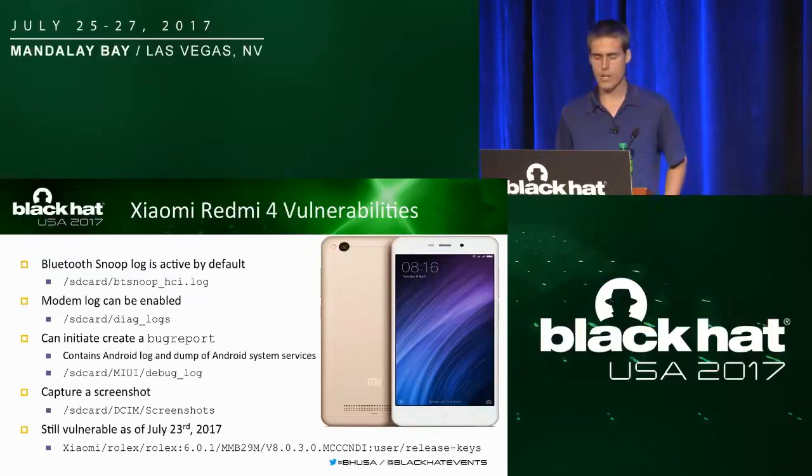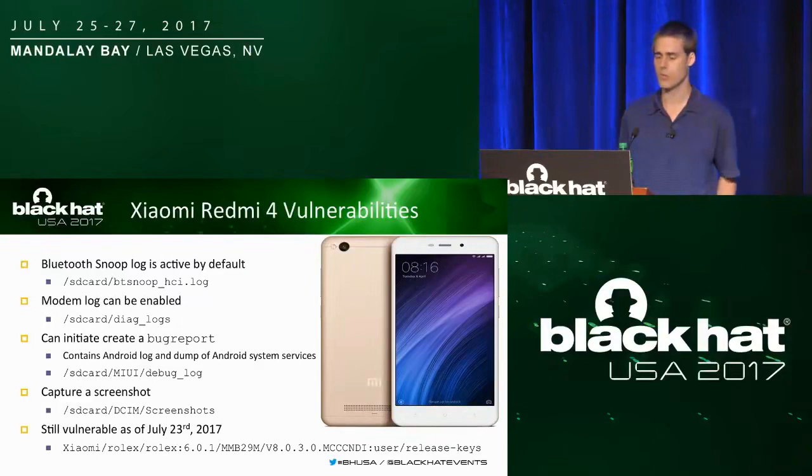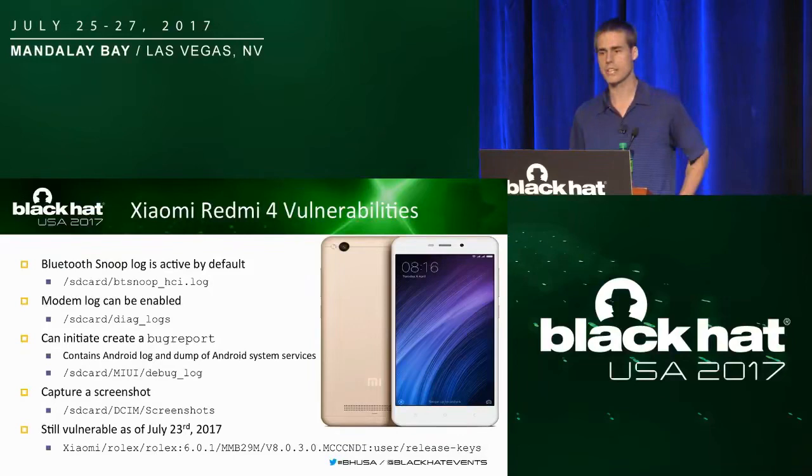Now I'm going to talk about the Xiaomi Redmi 4 device. We looked at this device and noticed that there were some vulnerabilities. There's the Bluetooth snoop log, which on this device is active by default, which I've never seen on any other device. Usually to get the snoop log, you need to go into the settings application, enable developer options, and then specifically enable this capability. Here it's just on and writing to the SD card, essentially a capture of the Bluetooth interface. You can obtain or turn on the modem log, which is written to the SD card, so you can get the text messages and call data.